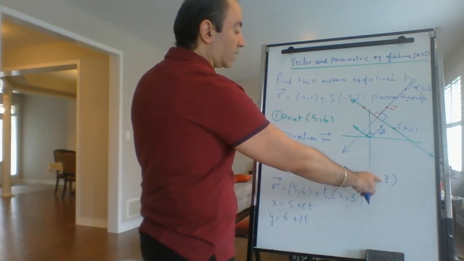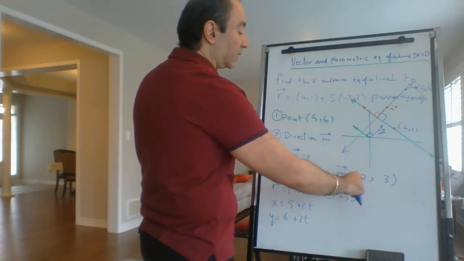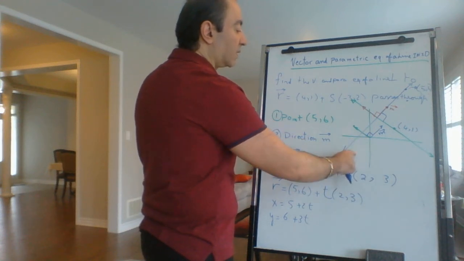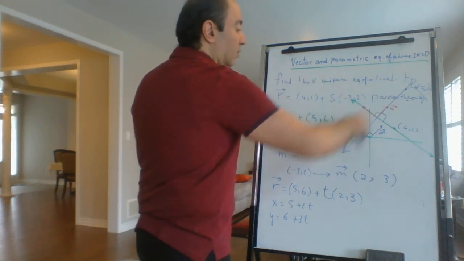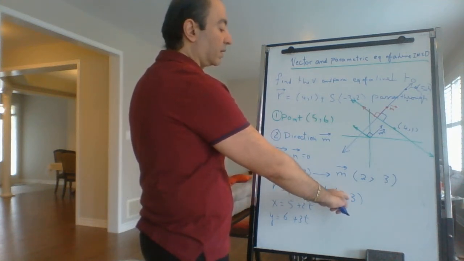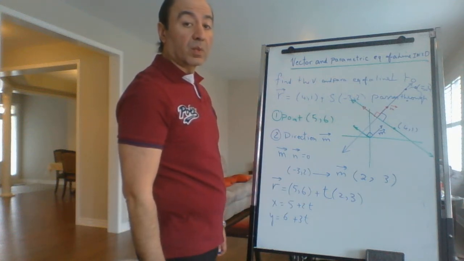Instead of choosing -3, I could choose to change this to -2 and have (-2, -3). It will be the same thing. It will be this vector, and it is also in the direction of the line. So you're going to write here (-2, -3), and it will be the same line, so no problem.